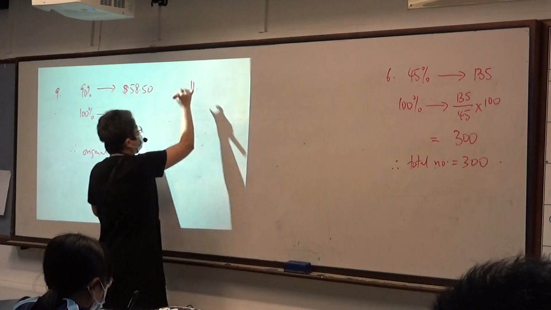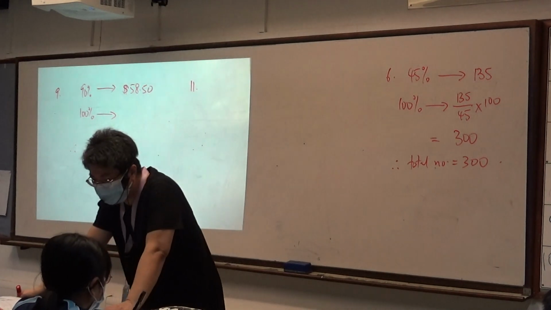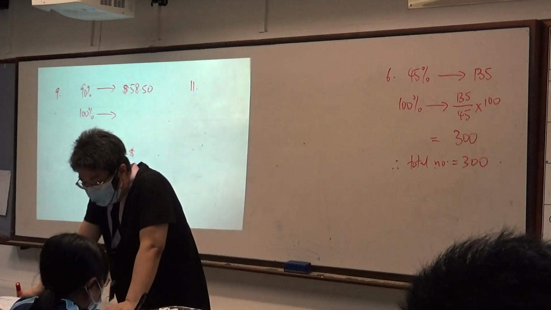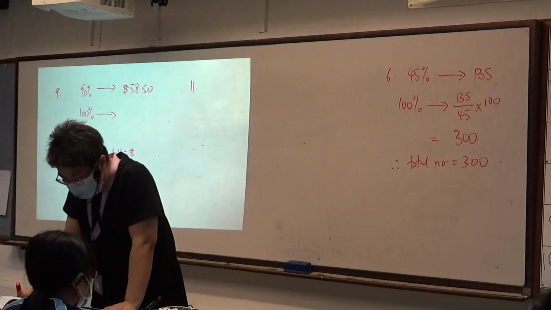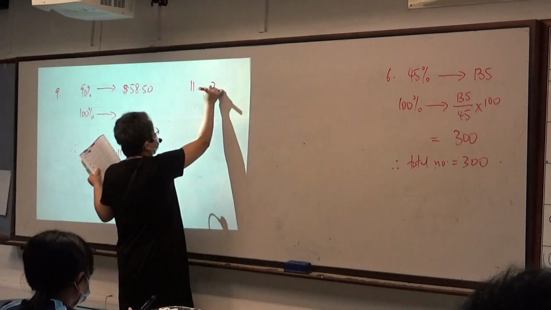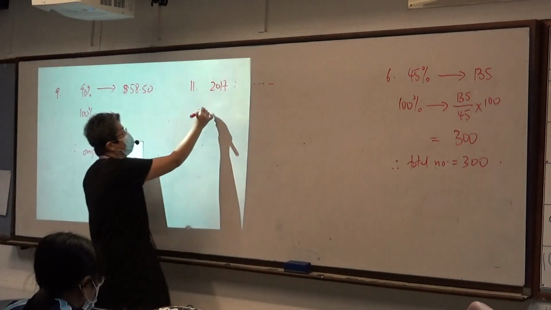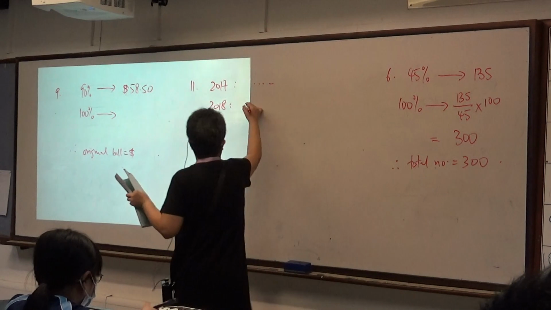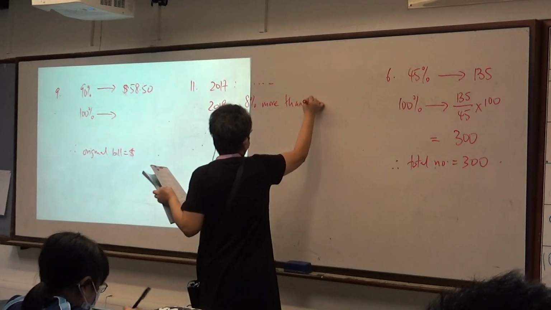Next question. Question 11. All of us look at question 11. In 2018, a train carried 8% more passengers than in 2017. That means 2017 I have this amount of people, right? How about 2018? What did they say? How many percent more? 8% more, right? 8% more than 2017.